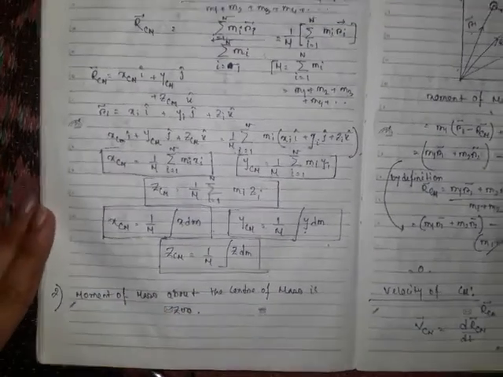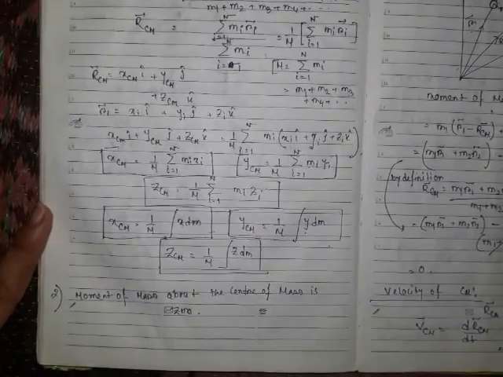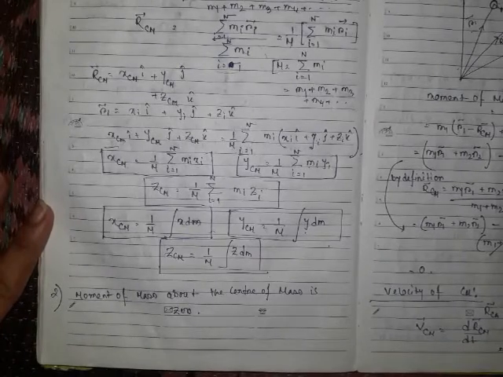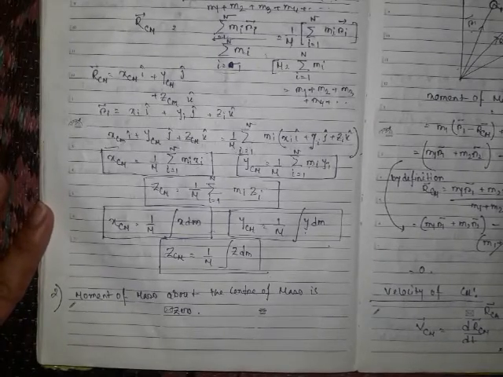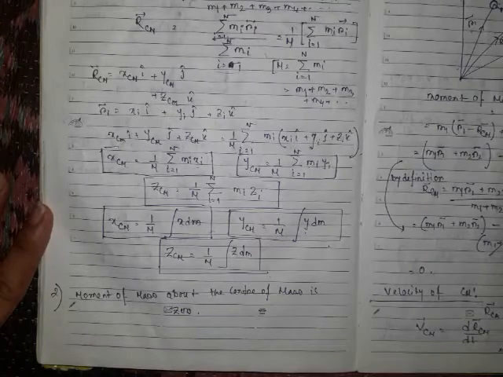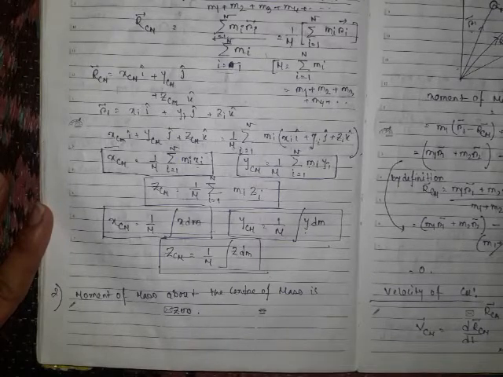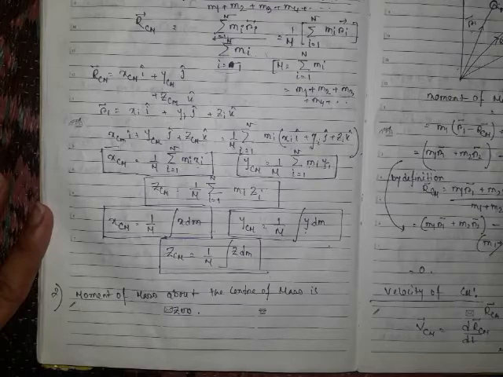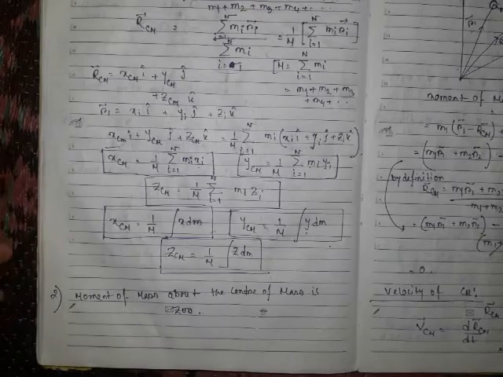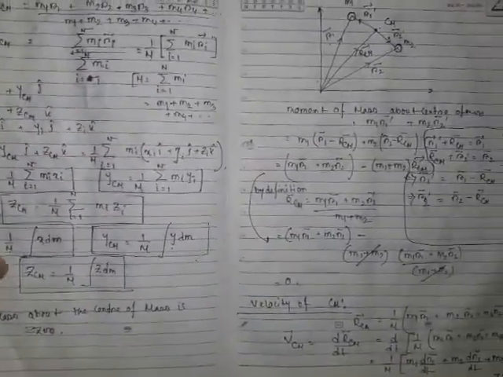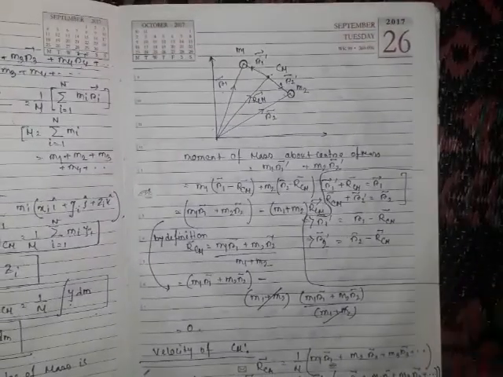Now that's the thing. As I mentioned, the moment of mass about the center of mass is 0. That was my second definition. The moment of mass about the center of mass is 0, and that we just want to prove here.